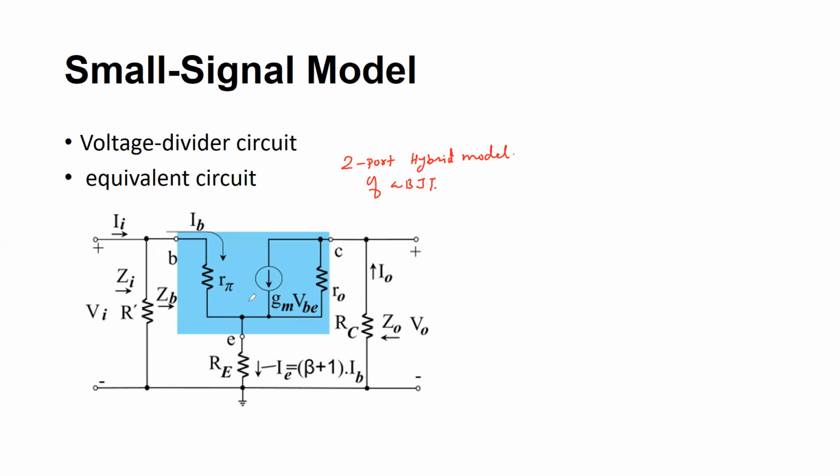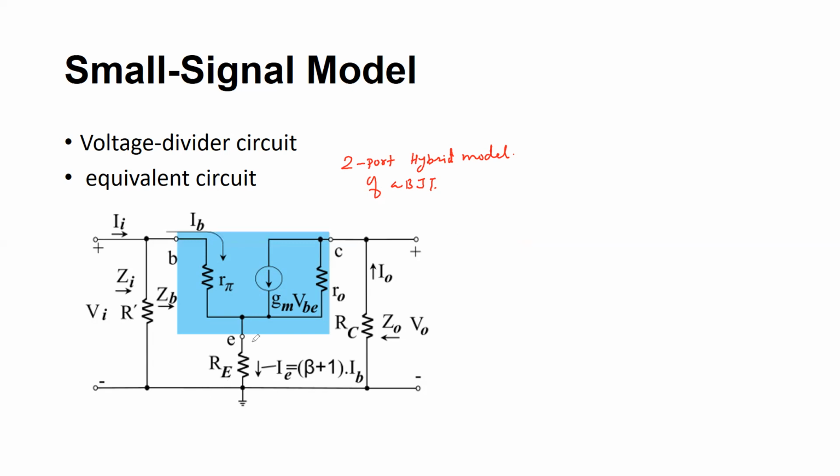And when the BJT gets into conduction, I have a collector current that is modeled by this dependent current source, which has a value of Gm times VBE. So IC is Gm times VBE. This current is flowing through an output resistance of the BJT, which is basically the ratio of VCE divided by IC when VBE is equal to 0.